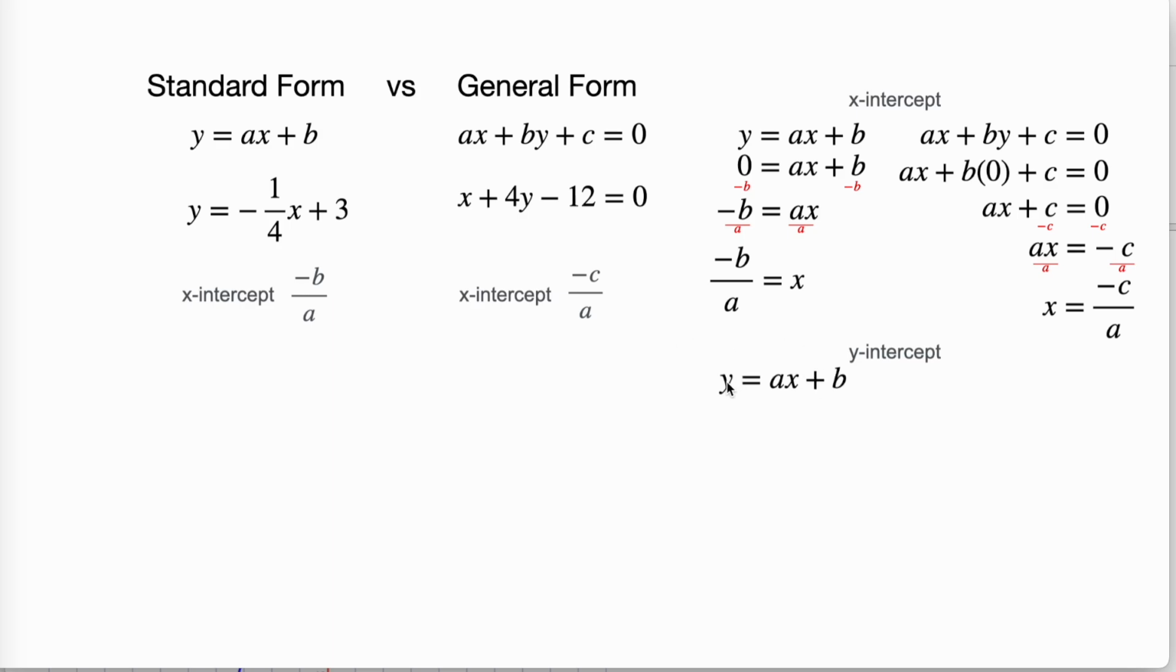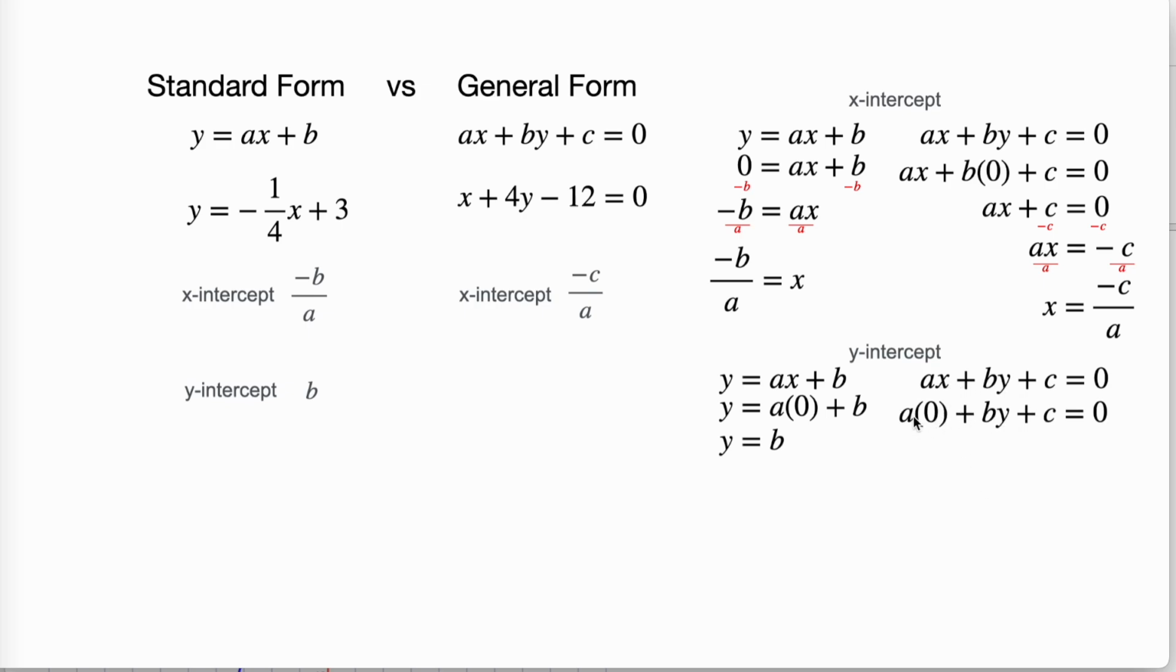Let's prove it. We're going to make x equal to 0, and that's just going to give us y is equal to 0 plus b, which is just y is equal to b. The y-intercept is b. For the general form, I'm going to set x equal to 0, and that's going to give us a times 0, which is 0, plus by plus c.